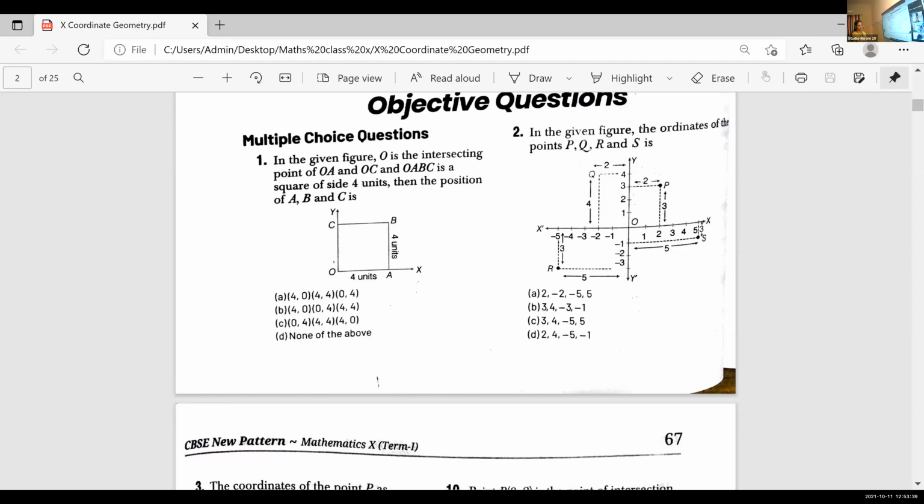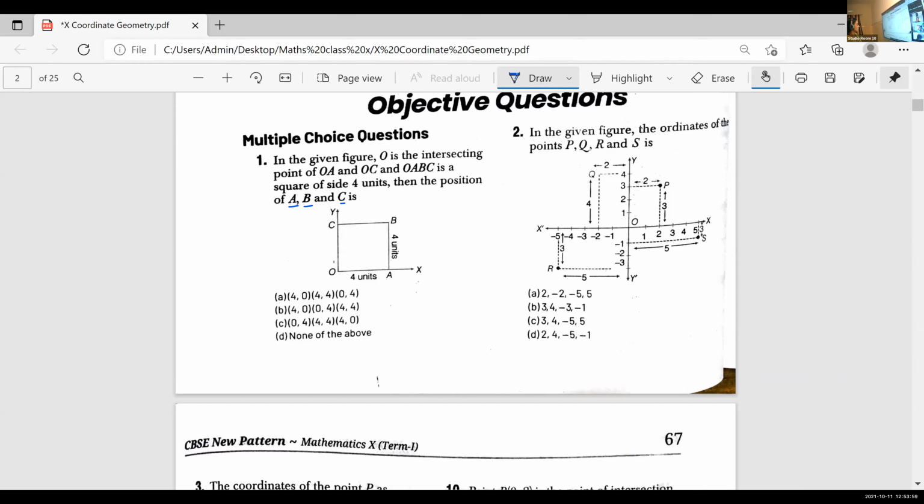Don't write the question. I'll send the PDF afterwards. Now just give the answer. Look at the position. Here it is given A, B, and C. In that order only you have to name A, B, C. Look at the order and select the points. What will be the answer?